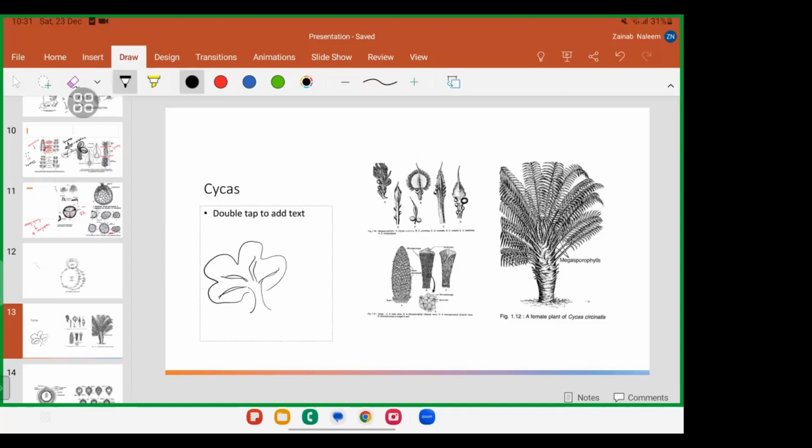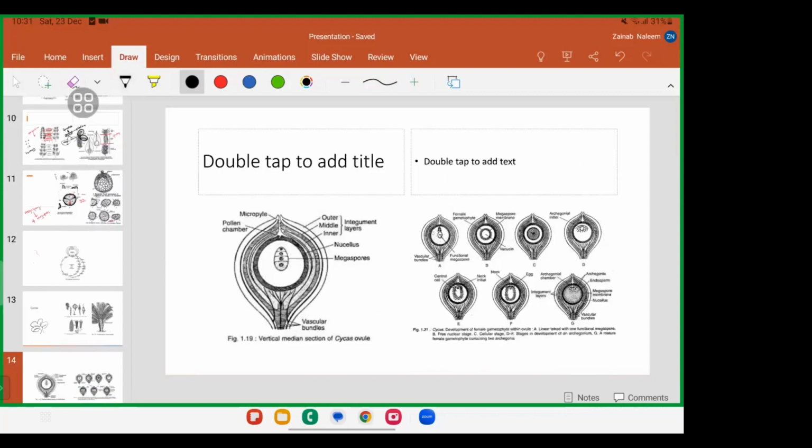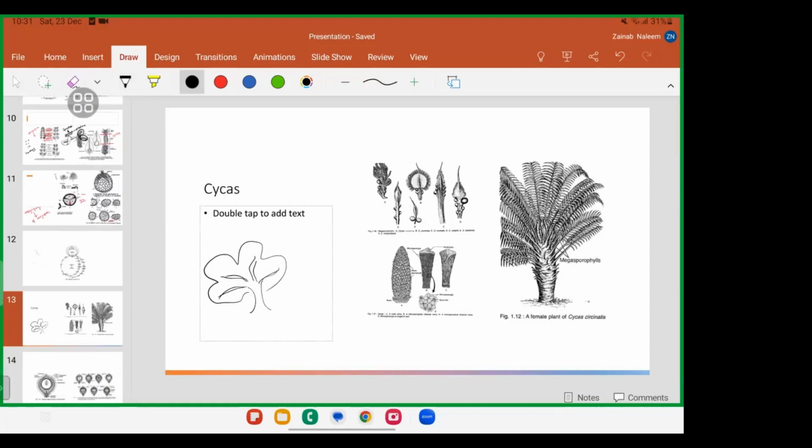Secondary growth is present. So these are, you can read it from your resource book. Sporophytes which produce megaspores are called female plants, and those which produce microspores are called male plants. So these are heterosporous and dioecious. The heterosporous condition started from Selaginella, so it is continuing in the cycas as well.